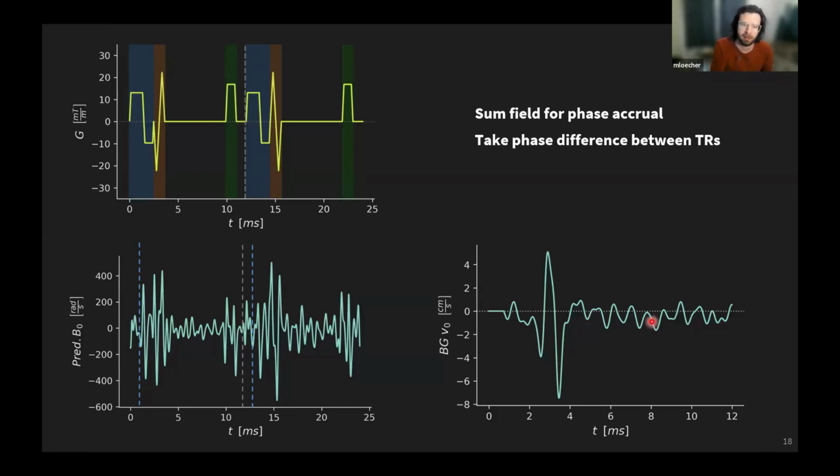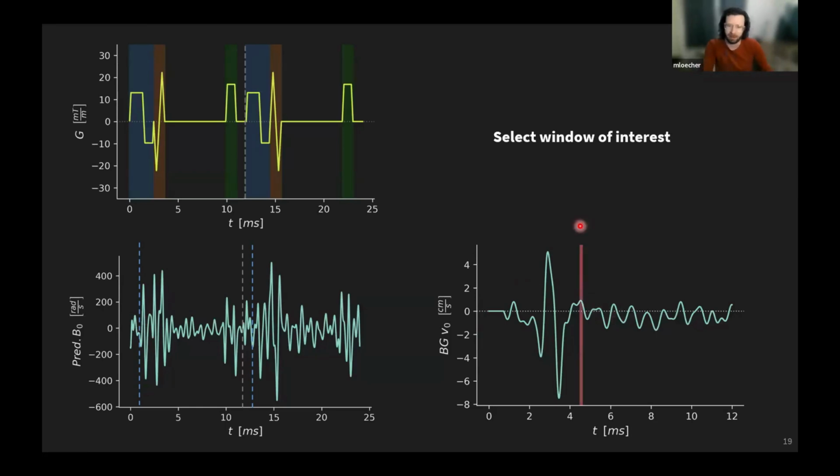But then there's another step. We do that once for this TR and then once for this TR. So we take the phase summation from this TR, subtract the phase summation from this second TR, and that is our predicted background phase. And then we can convert phase to velocity, because, as I mentioned, it's just a linear term based on the gradient first moment. From that, we get this curve, which is most important. We put in a gradient waveform and we get out the predicted background velocity at any given point.